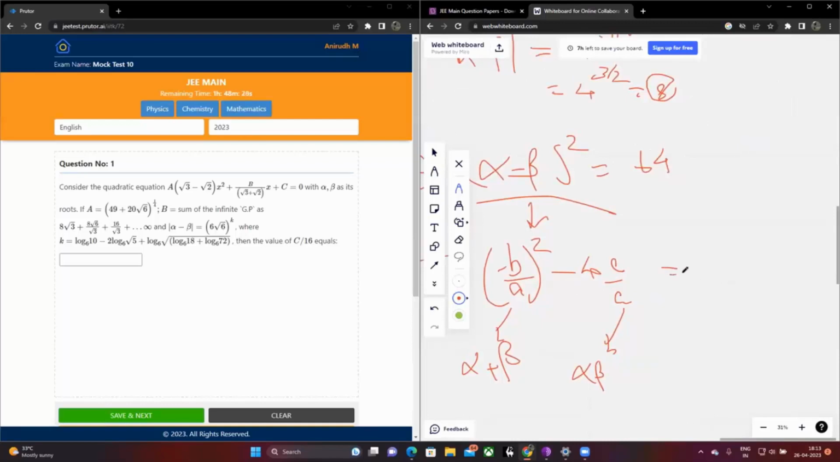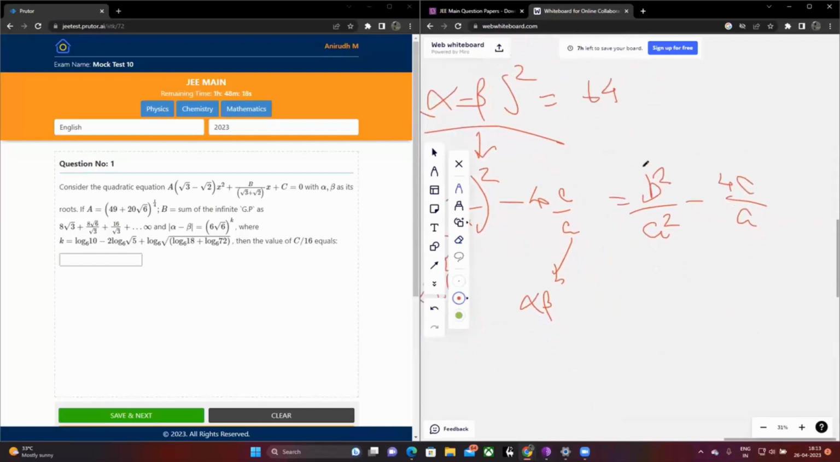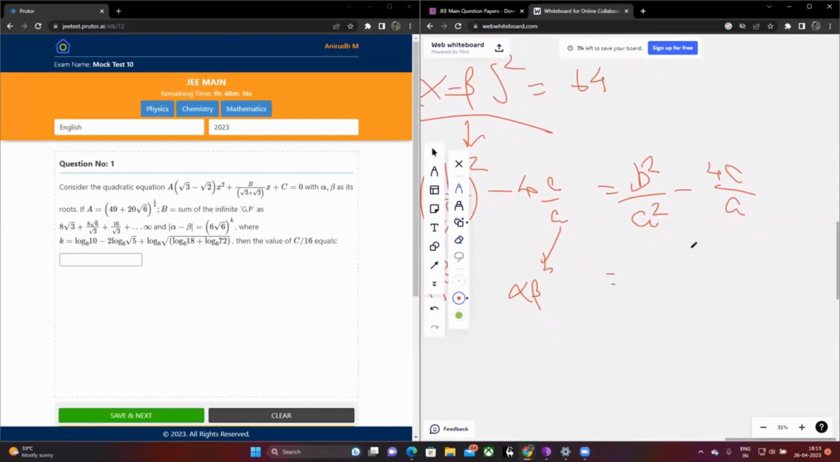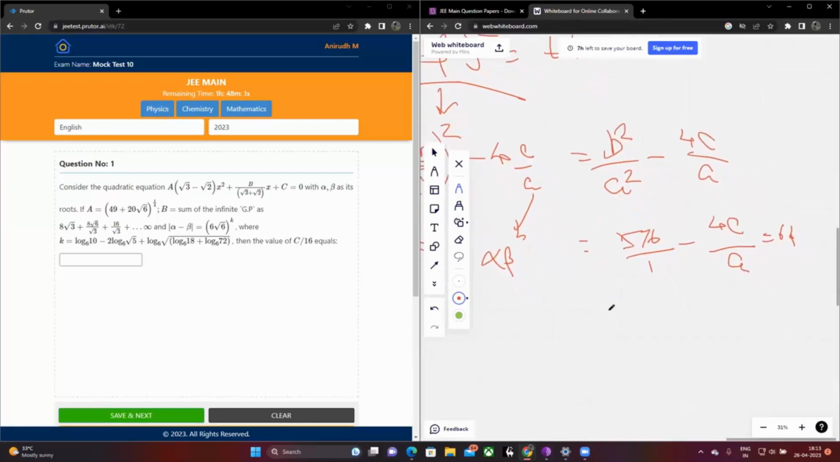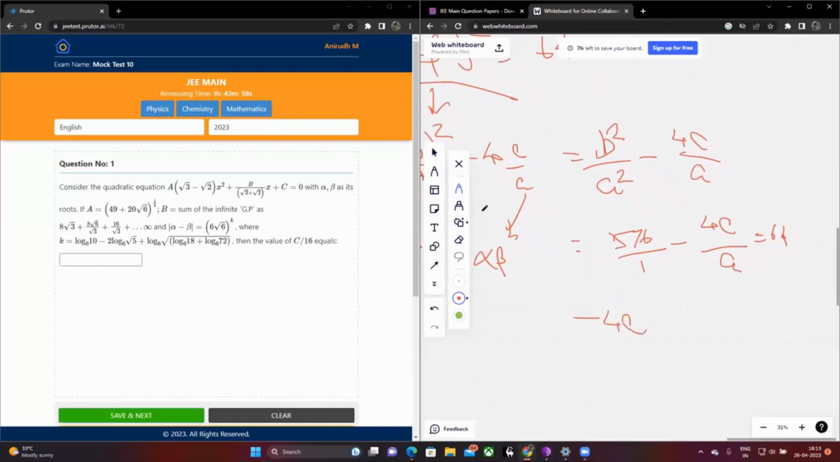And so this expression is basically b squared divided by a squared minus 4c by a, which is, I've written the value of b, c, and a behind. So just loop back, right? This is 576 divided by 1 minus 4 into c divided by a, which has to give you 64, right? So you see that minus 4c, right? I don't need to write an a here, this is just 1.